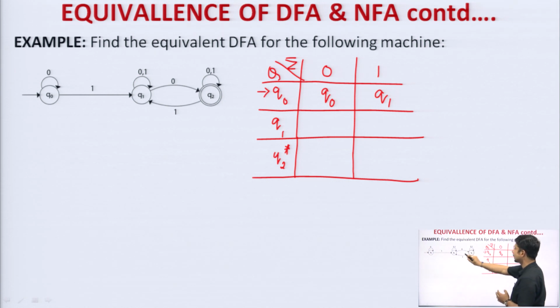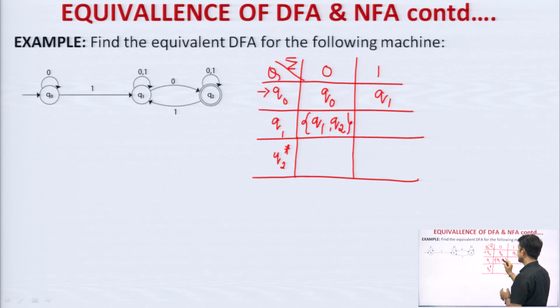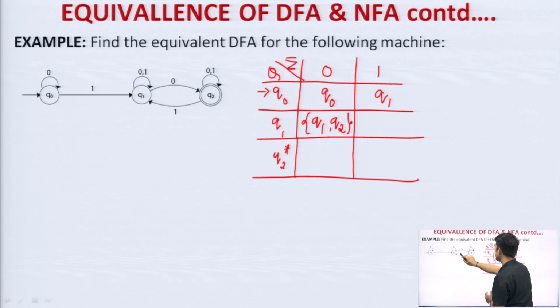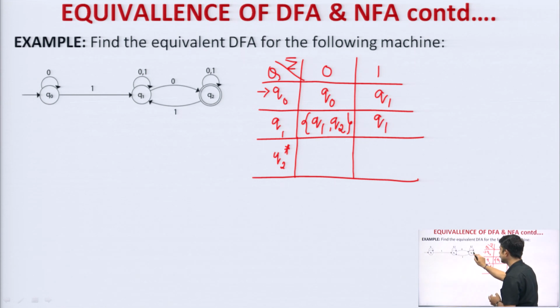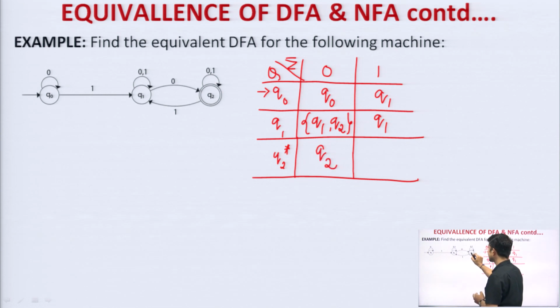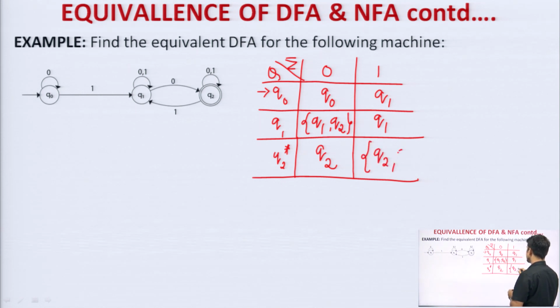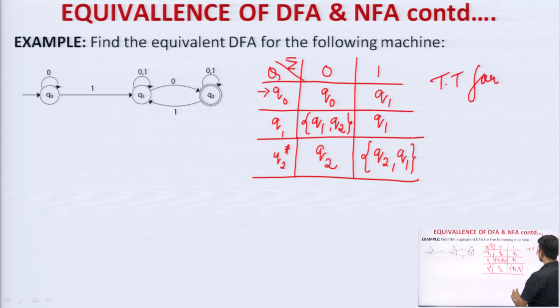Q1 on seeing 0 goes to itself and to Q2. So, what is the answer? Q1, Q2. In the same way, Q1 on seeing 1 goes to itself, and it is not going anywhere else, so it will be Q1. Q2 on seeing 0 goes to itself and nowhere else. Then Q2 on seeing 1 goes to itself and to Q1. So, the answer will be Q2, Q1 or Q1, Q2, either. This is the transition table for the NFA.